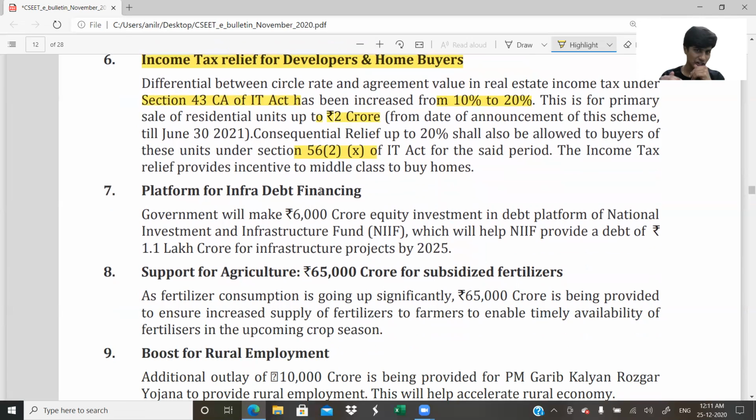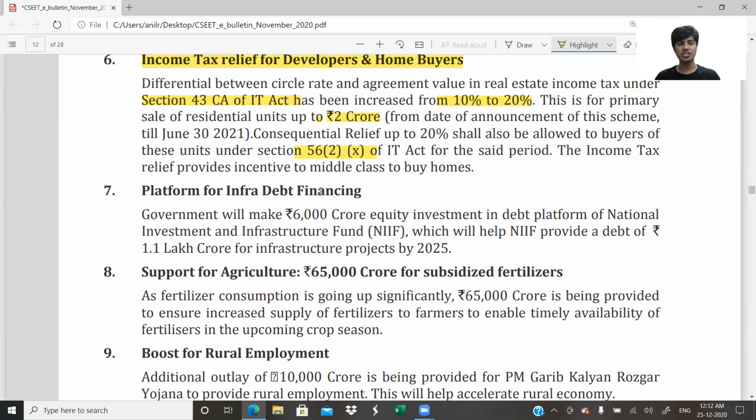We're done with half of the 12 points, but more than half of the content is done because the later ones are all small ones. We're going to finish 7 to 12 in the span of the next 5-10 minutes. Platform for infra debt financing. Government will make a 6,000 crore equity investment in the debt platform of the National Investment and Infrastructure Fund, which will help NIIF provide debt of 1.1 lakh crore to infrastructure projects.